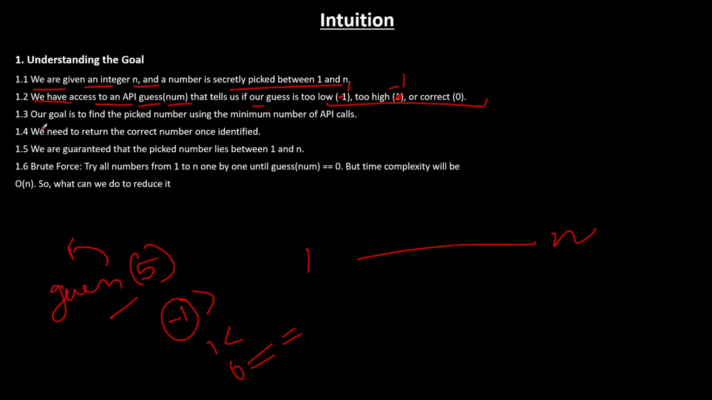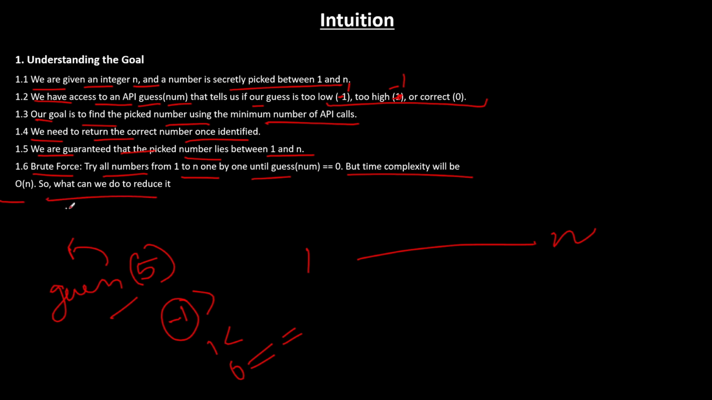Okay, now our goal is to find the picked number using the minimum number of API calls. We need to return the correct number once identified. We are guaranteed that the picked number lies between 1 and n. Okay, now brute force. What would be the brute force? Brute force would be to try all numbers from 1 to n, one by one, until the guess becomes 0. The time complexity would be O of n. So what can we do to reduce it?